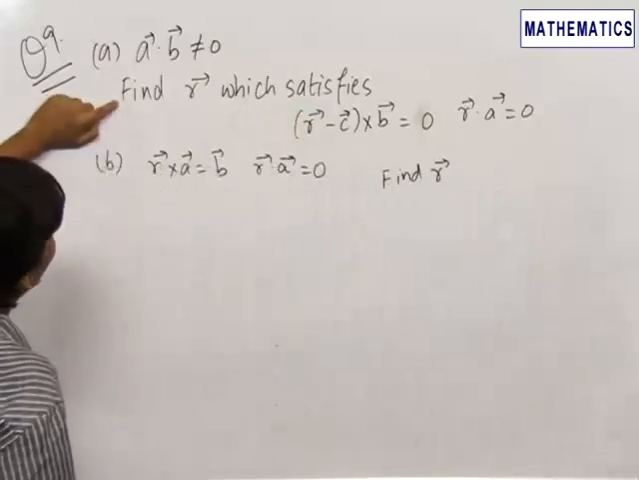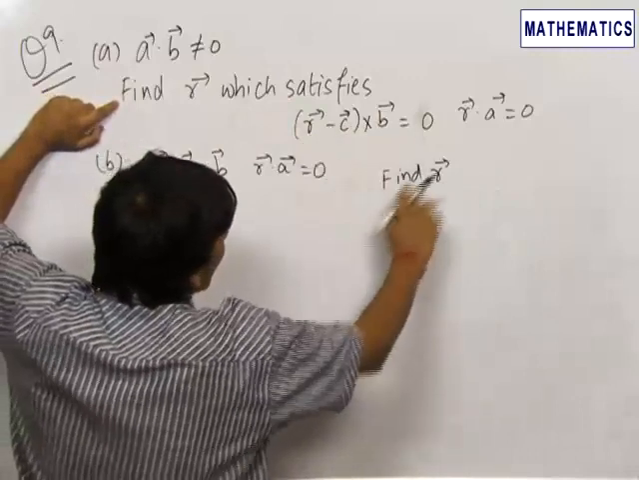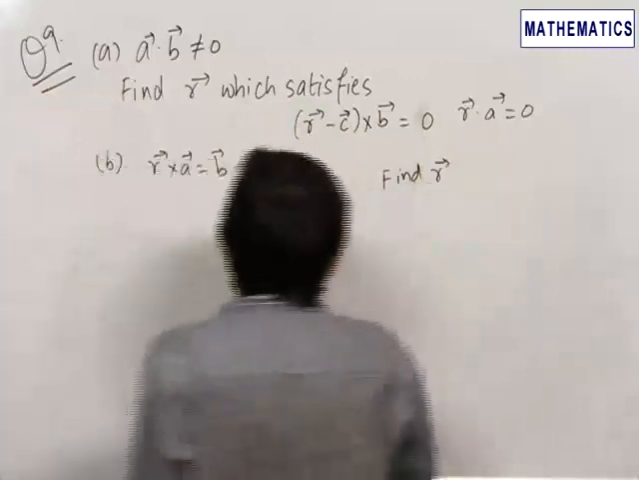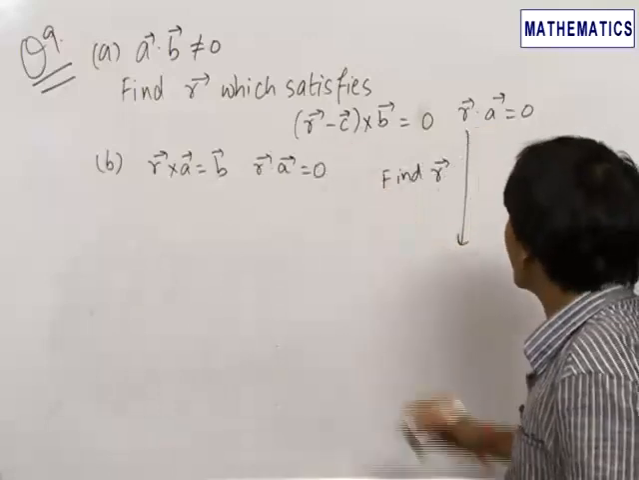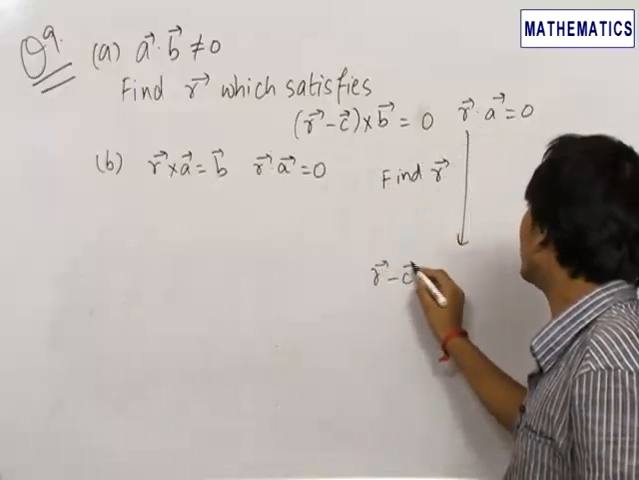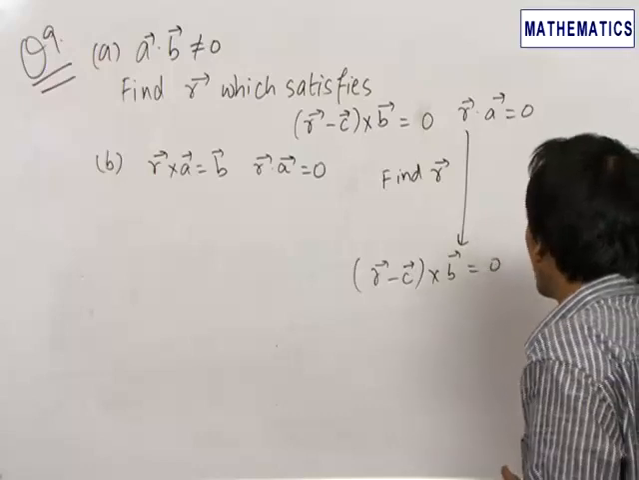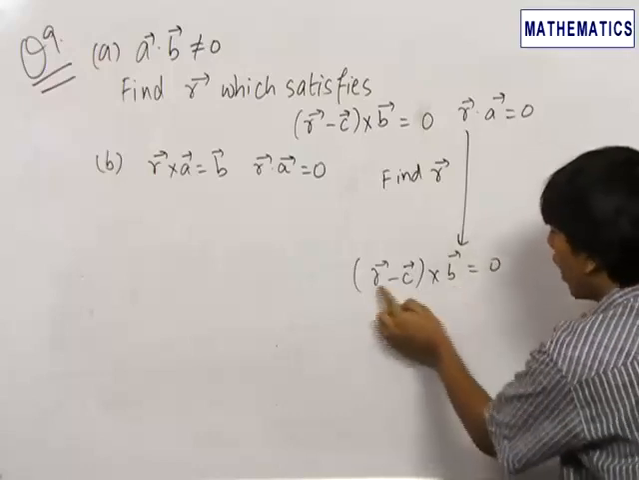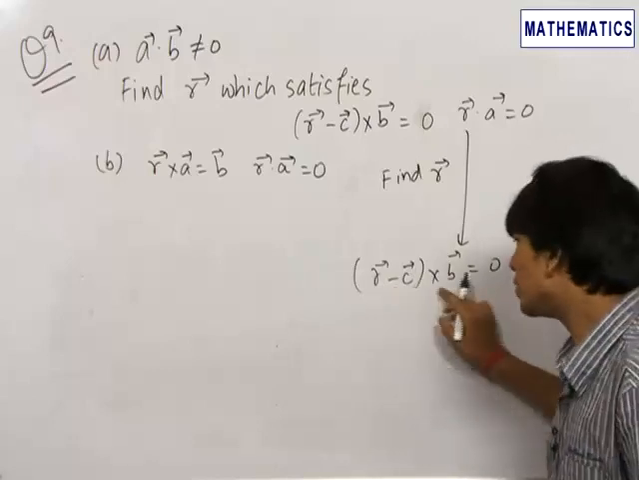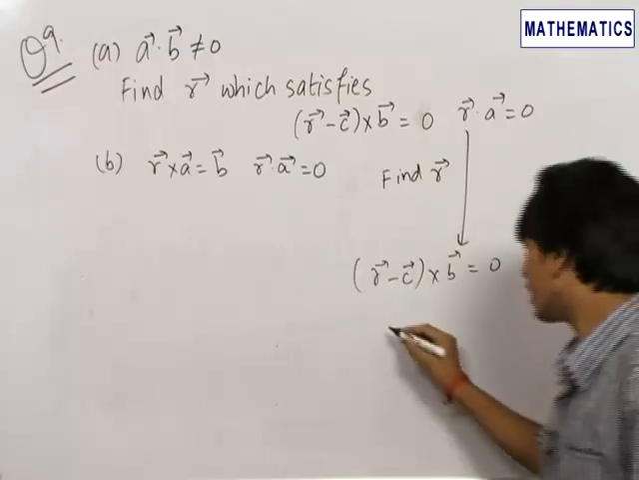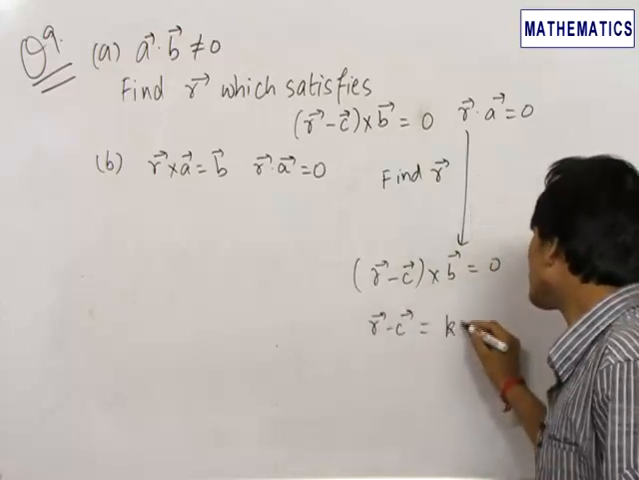We have to find out the R vector which satisfies (R vector minus C vector) cross B vector is equal to 0 and R vector dot A vector is equal to 0. Let us solve it here. From the first part, it is given that (R vector minus C vector) cross B vector is equal to 0. Now since the cross product of these two vectors is 0, therefore these two vectors must be collinear. Therefore we can write R vector minus C vector is equal to K times B vector.